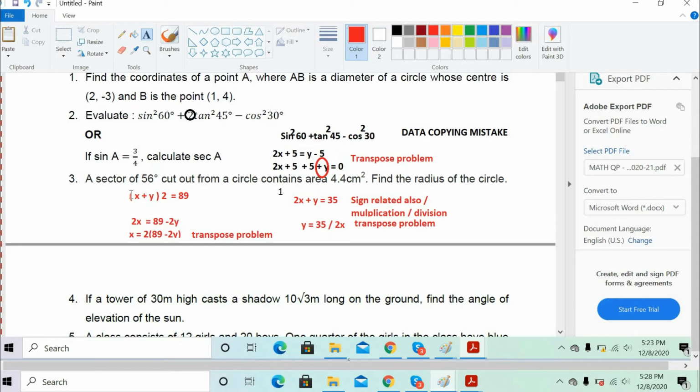Take this part now. 2x plus y equals 89, x is equal to 89 minus 2y, and then you can actually change it here. Okay. This part is done. Now let's go to the next part.